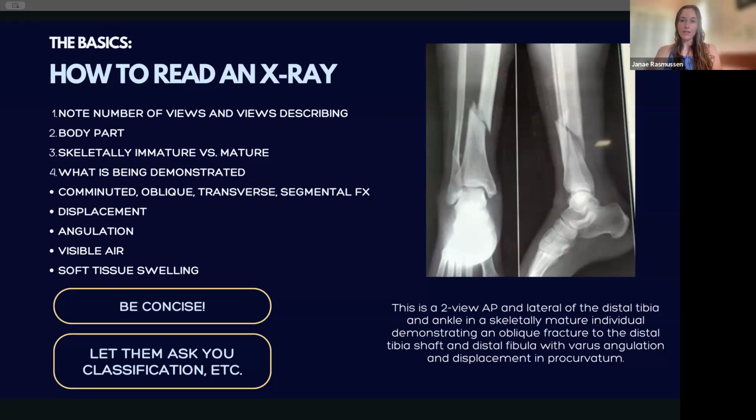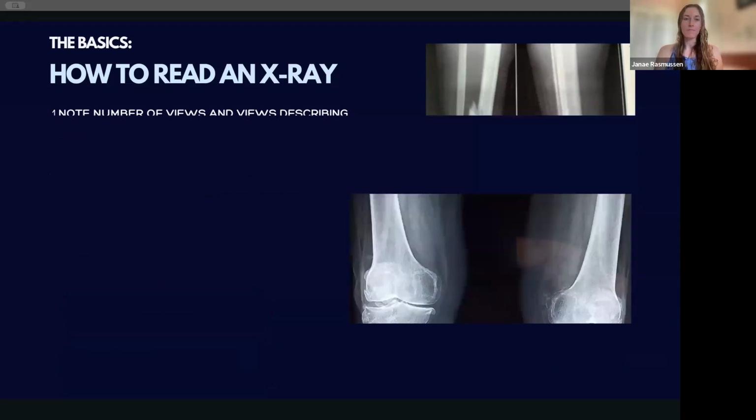So here's an example on the right. I have it written out here, a way that you could describe this. This is a 2-view AP and lateral of the distal tibia and ankle in a skeletally mature individual, demonstrating an oblique fracture of the distal tibia shaft and distal fibula with varus angulation and displacement in procurvatum. I'm going to talk about some of those terms coming up. But again, this is a way to help framework reading an X-ray, and it's better to be short and sweet and potentially leave out things than to continue to talk and talk, and now you're 2 minutes in and everyone's just looking at you and wondering where this is going.